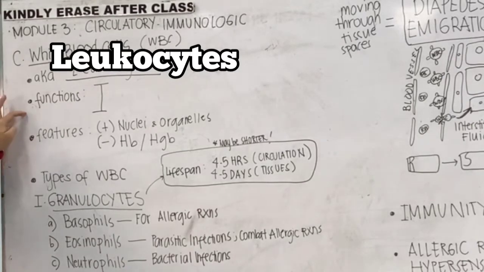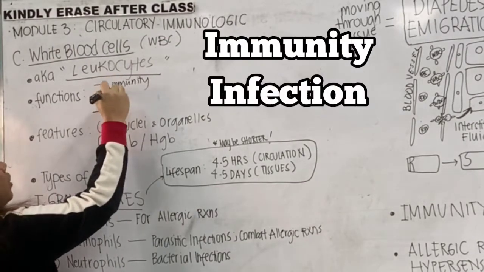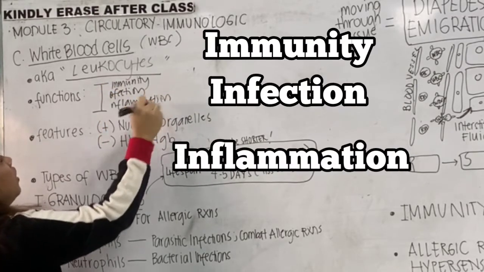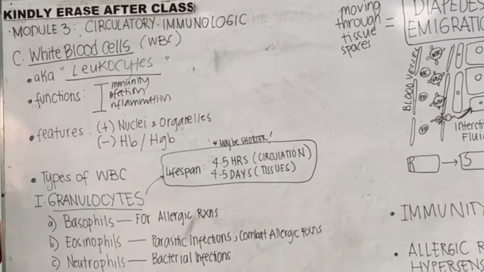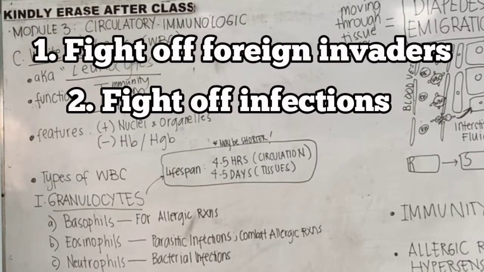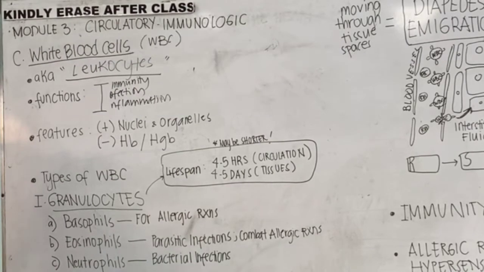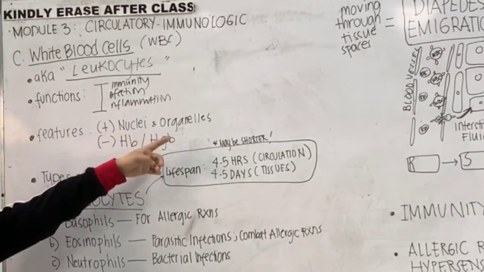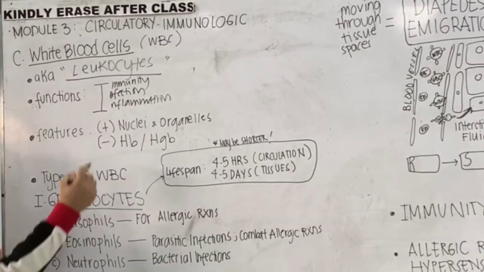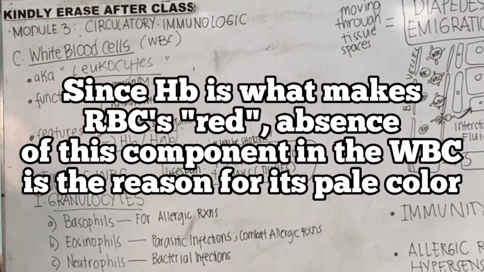Your white blood cells primarily function for immunity, infection, or inflammation. Generally speaking, your white blood cells play the role of policemen in your body. They fight off foreign invaders and infections. Features of your white blood cells include that they have a nucleus and organelles, but take note, they do not have hemoglobin. This is why white blood cells don't have the red color.